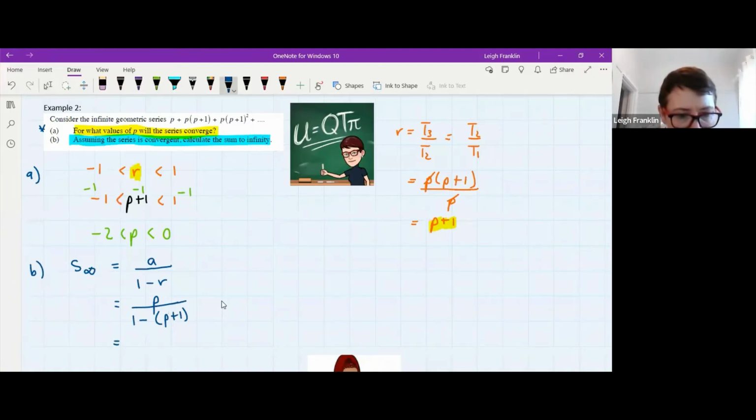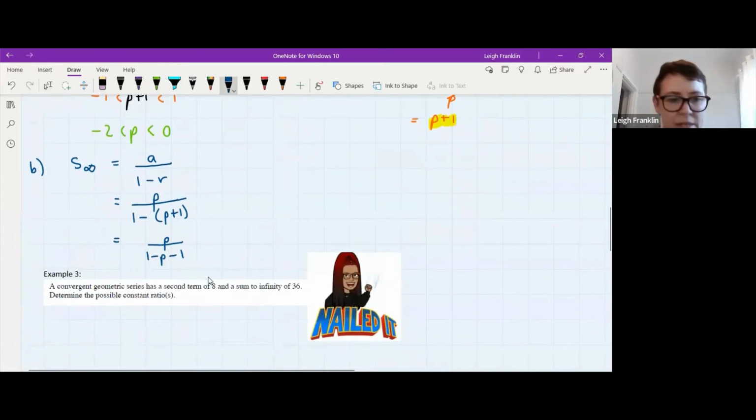This means we're going to end up with P at the top, and down at the bottom we've got 1 minus (P plus 1). So that means, whoopsie daisy, I'm running out of space here, we're going to end up with P over negative P. So therefore, the answer has to be equal to -1. Good, yes, because anything divided by itself is 1.